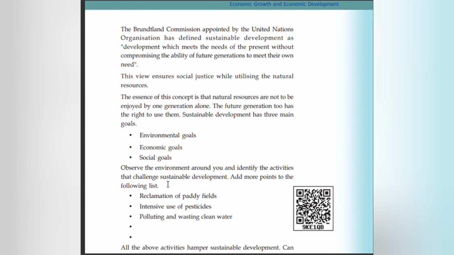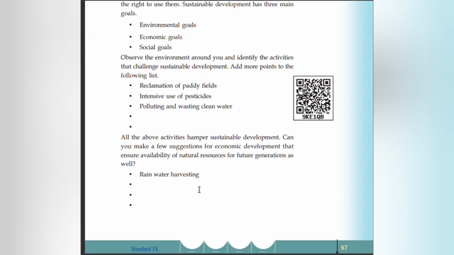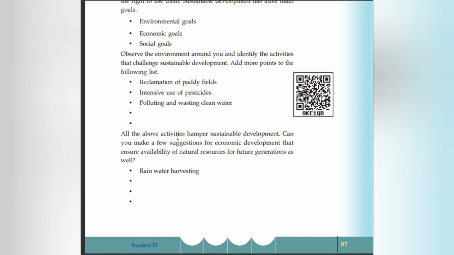Observe the environment around you and identify the activities that challenge sustainable development. Add more points to the following list. Reclamation of paddy fields, intensive use of pesticides, polluting and wasting clean water. All the above activities hamper sustainable development. Can you make a few suggestions for economic development that ensure availability of natural resources for future generations as well? That is rainwater harvesting.